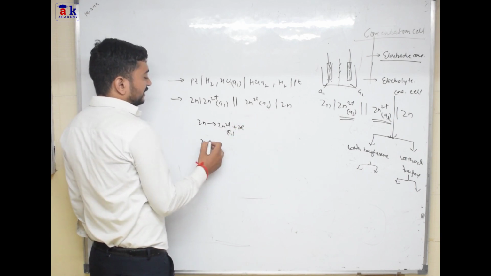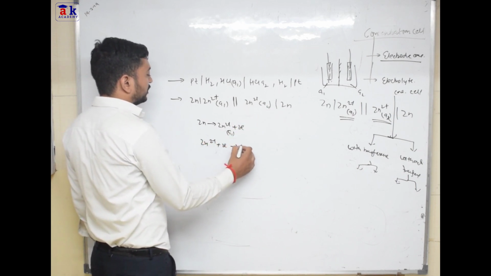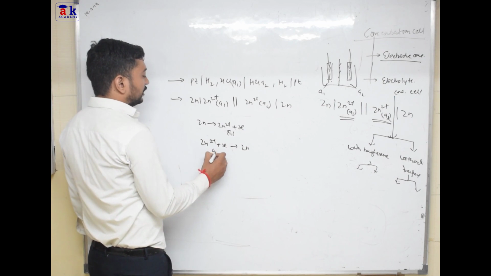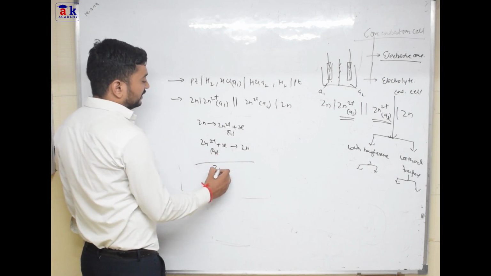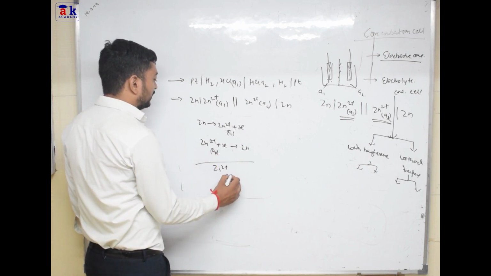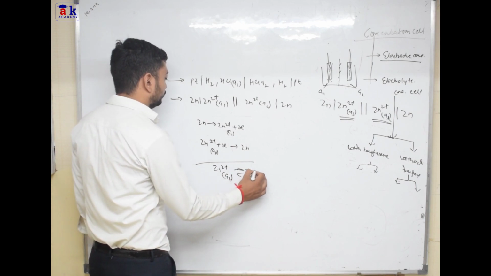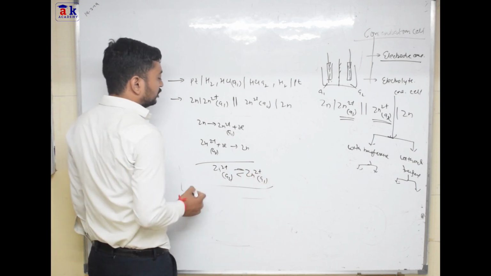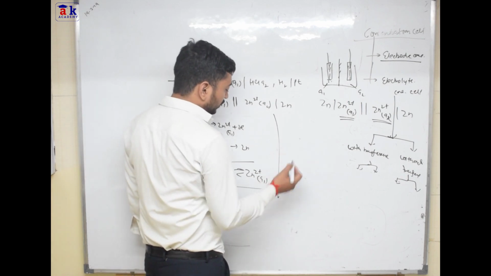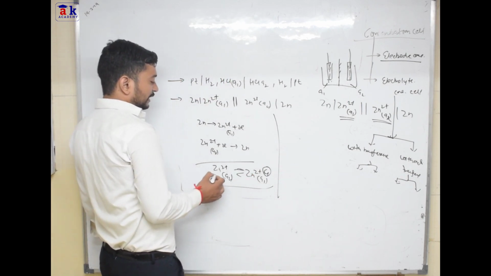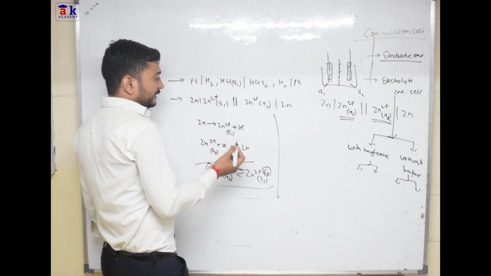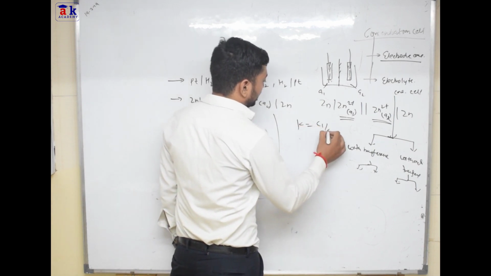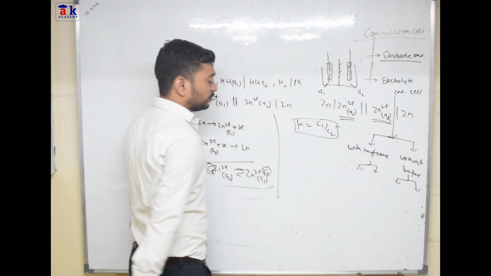And on the right hand side, Zn2+ is accepting 2 electrons and forming Zn, and the concentration is A2. If I write the net cell reaction, Zn2+ A2 is getting converted into Zn2+ A1. So this is what we have got. If I say the concentrations are actually C1 and C2, then K will be equal to what? C1 divided by C2. This is what we will get.